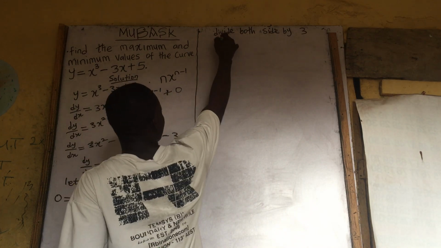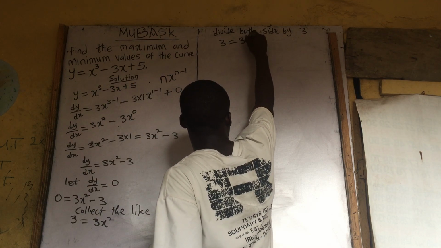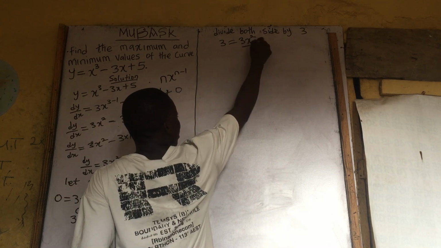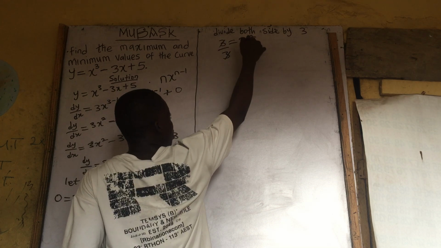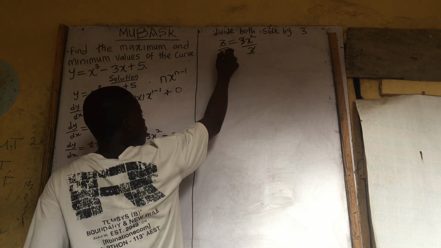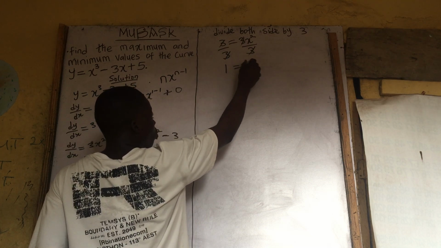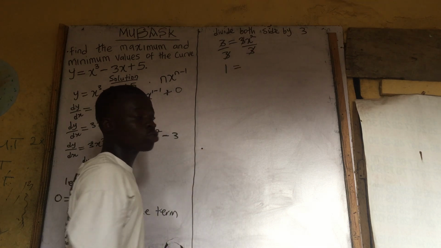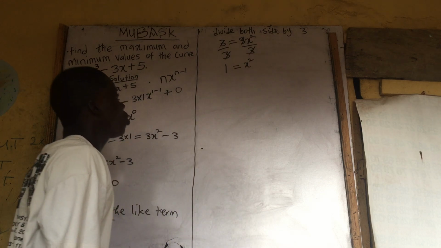By dividing both sides by 3, 3s squared divided by 3. The 3s cancel. 3 over 3 is 1. 1 times s squared gives us s squared.